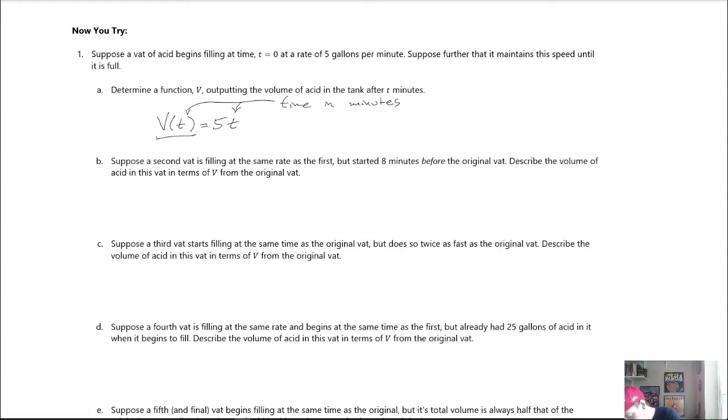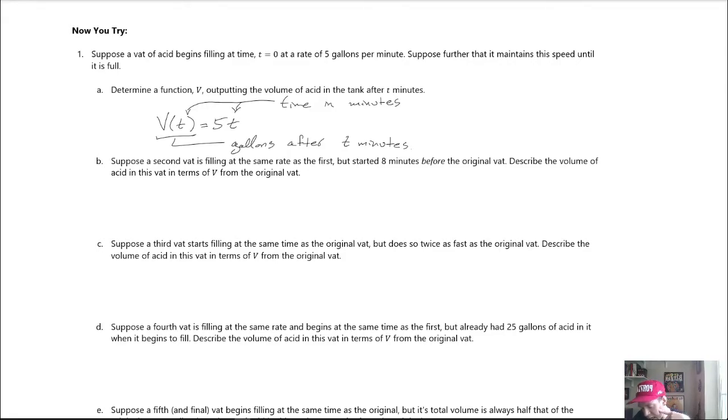And this is going to output gallons after t minutes. So at 0 minutes, there are 0 gallons. After 1 minute, there's 5 gallons. After 2 minutes, there's 10 gallons, and so on and so forth. So this is our function for the volume after a given amount of minutes has passed.